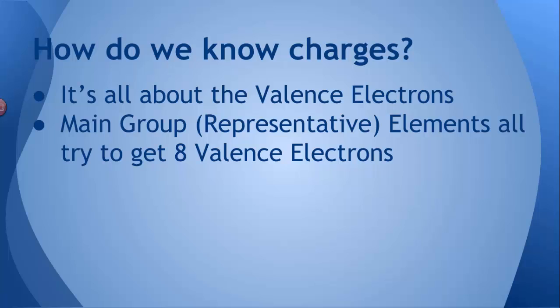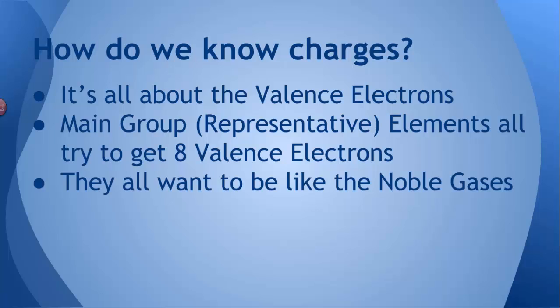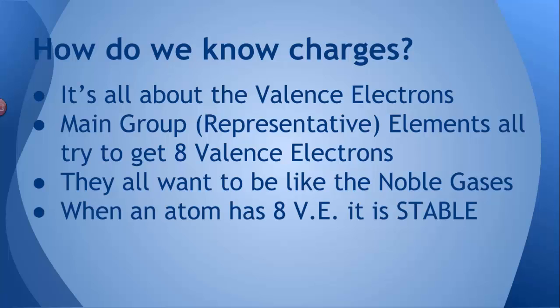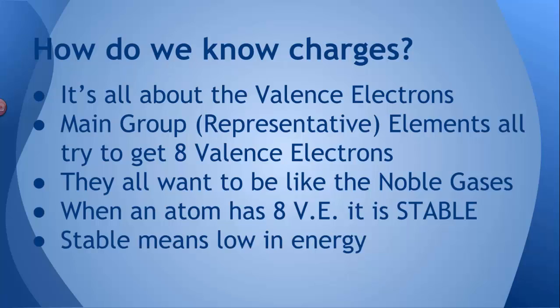Now, which elements on the periodic table have 8 valence electrons already? If you said the noble gases, you're right. The noble gases have 8 valence electrons already. Every other element on the periodic table in the main group wants to be like a noble gas. Because when you have 8 valence electrons, you become stable. And stable means low in energy. And nature loves to get things lower in energy. So if you can stabilize an atom, you will lower its energy and it'll become happier.